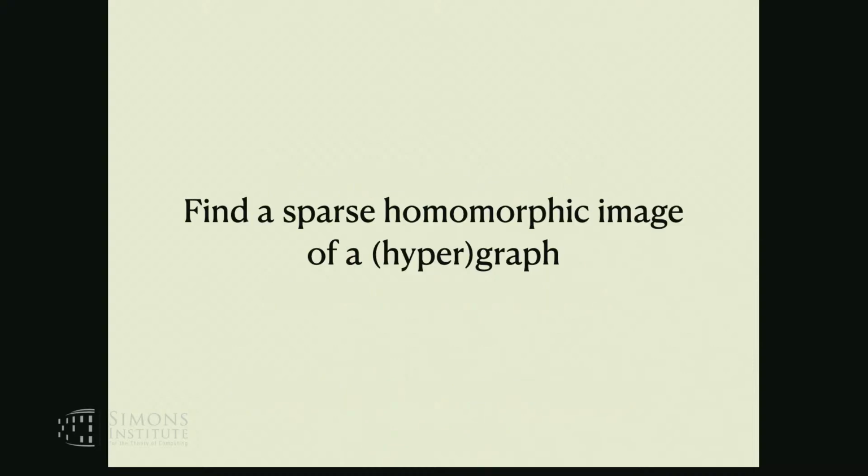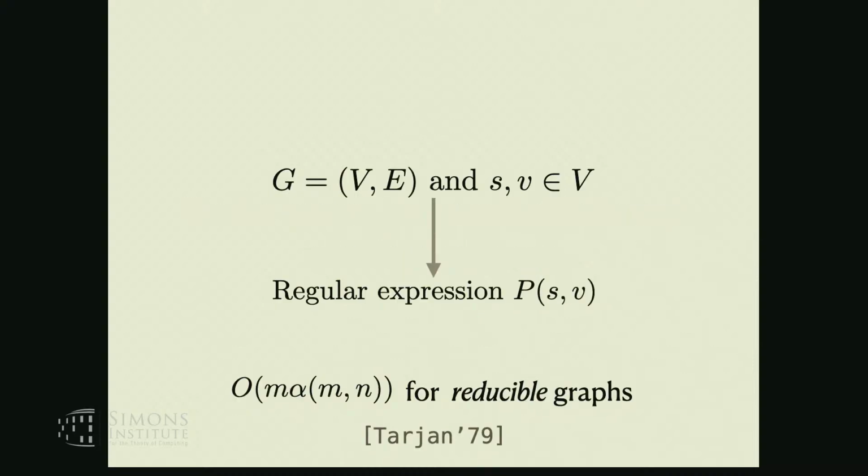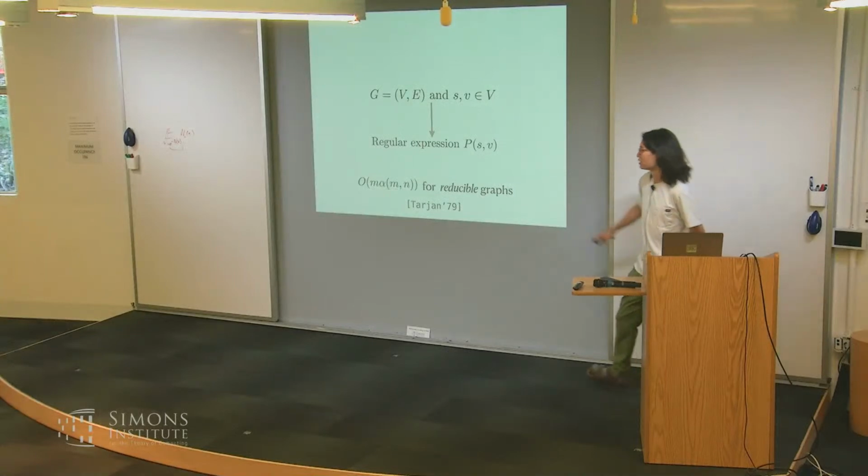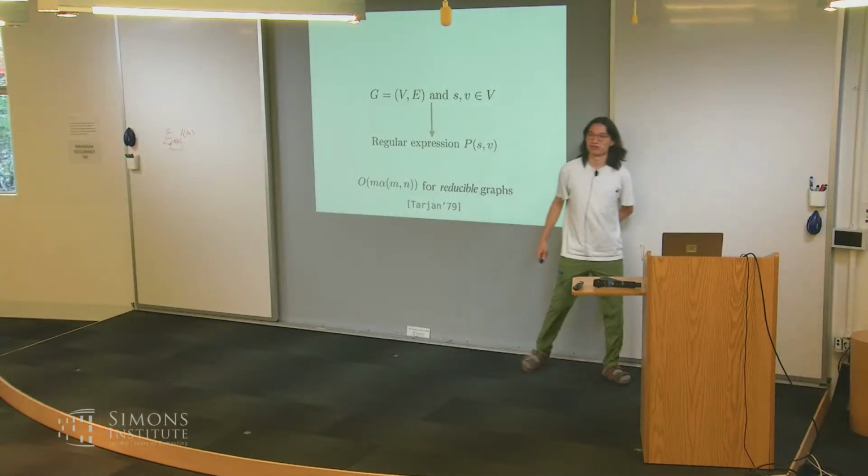Yeah. For the m alpha bound here, is it optimal for reducible graphs? For reducible graphs, I'm not sure. But it's basically linear, so I don't think you can do much better.